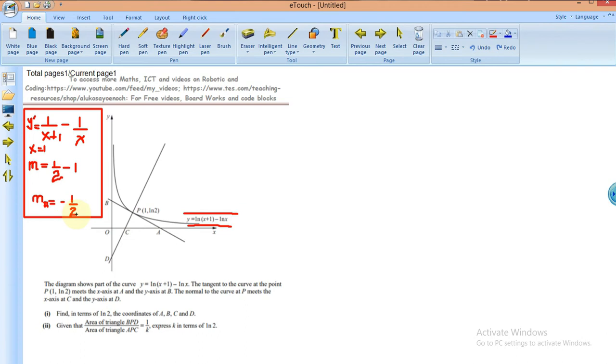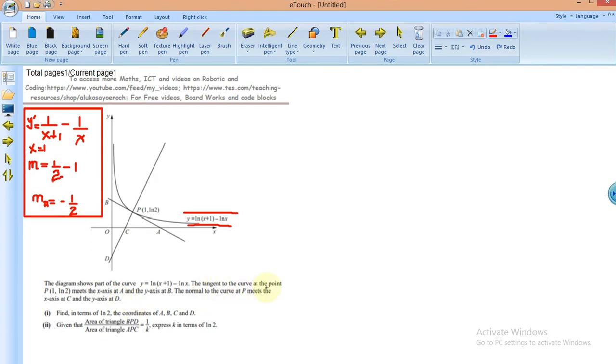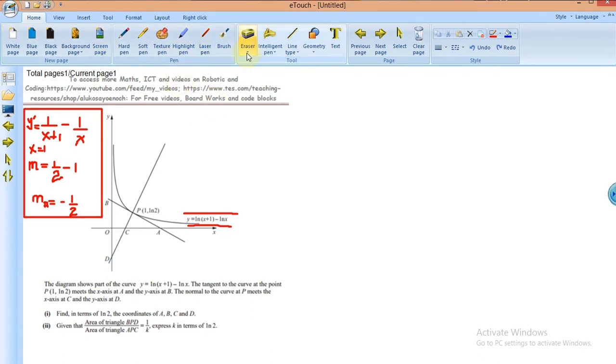Okay guys, now if you read on, the tangent to the curve at this point meets the x-axis. So now, this is the tangent to the curve at A. Let's go ahead and find the equation of that line. Let me put that in a rectangular box also, so as to be able to manage my board very well. I think I should be able to complete everything here if possible. Okay, let's go ahead and do that now.